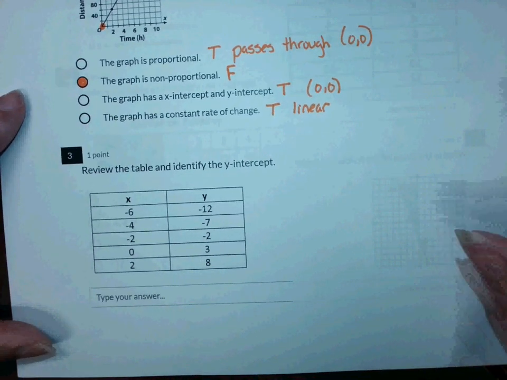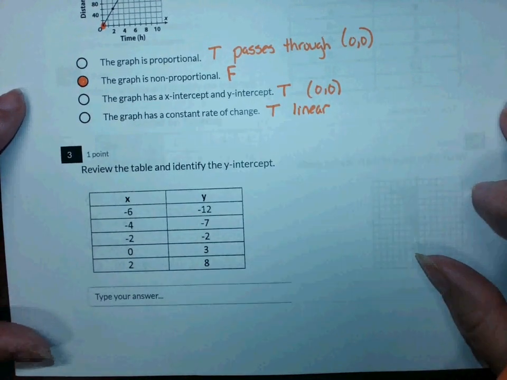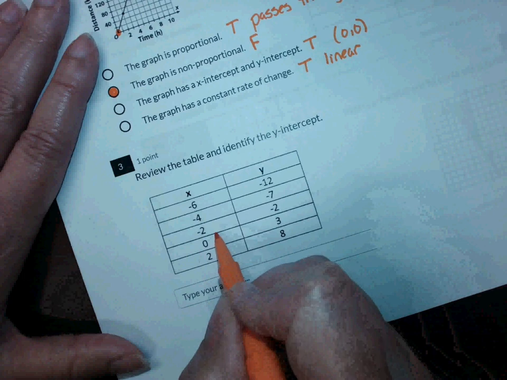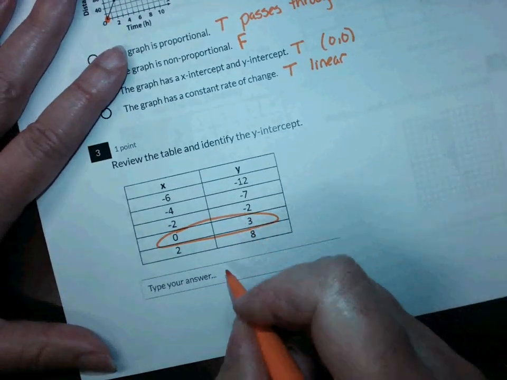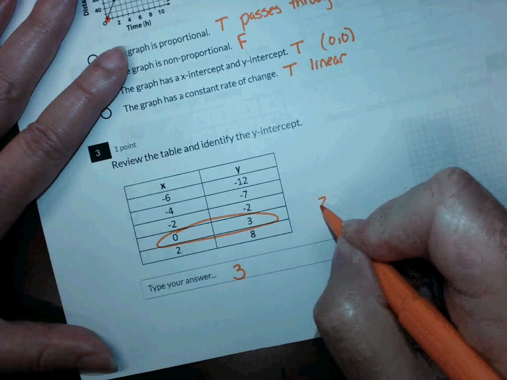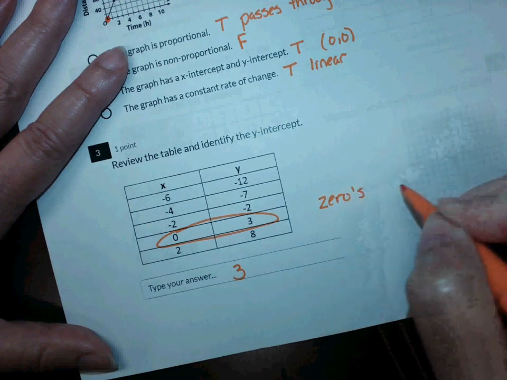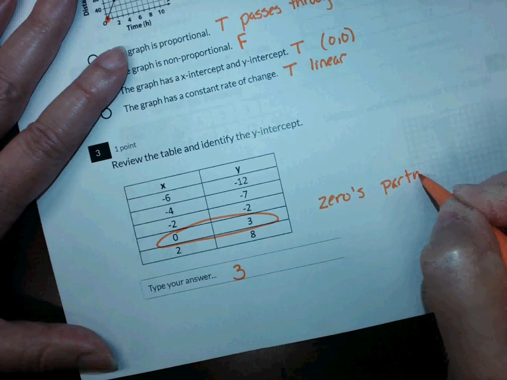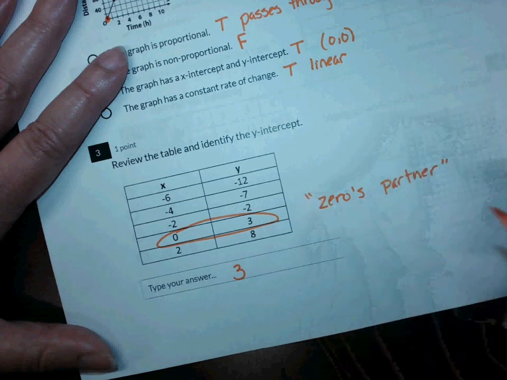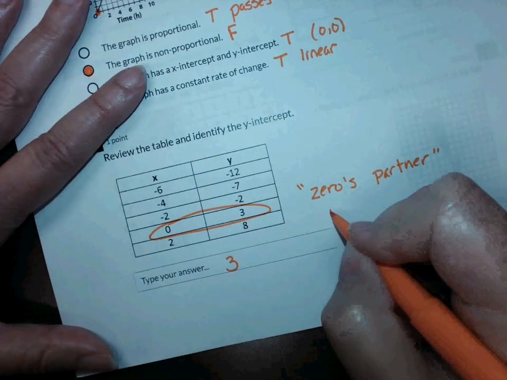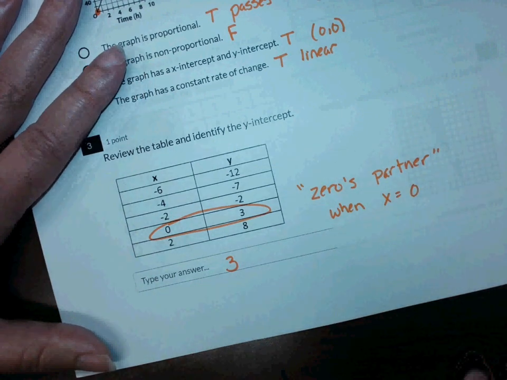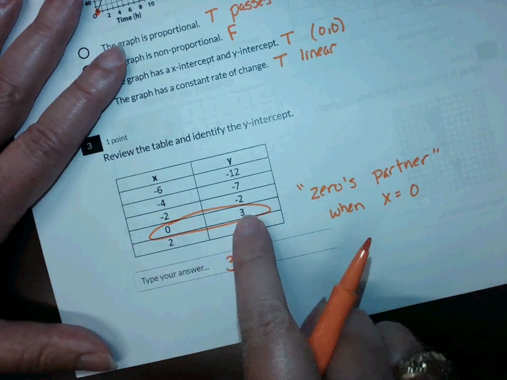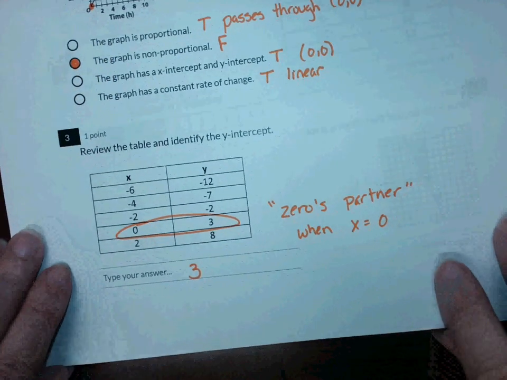Number 3, review the table and identify the y-intercept. This is so easy. Okay? 0's partner. You might have heard us refer to it as that. It's when x equals 0. When x equals 0, what is his partner? Okay?